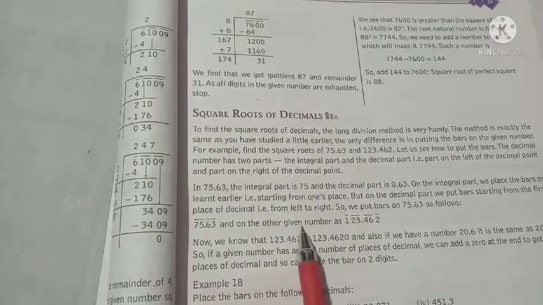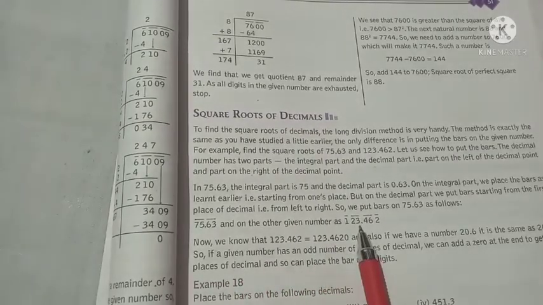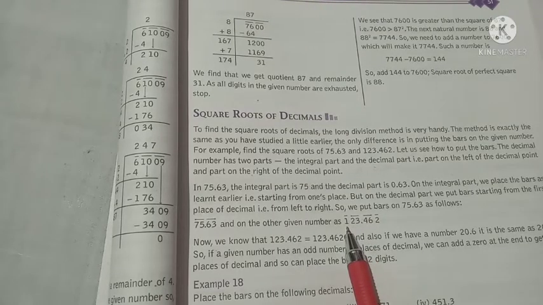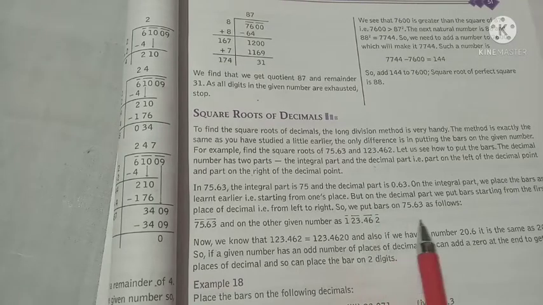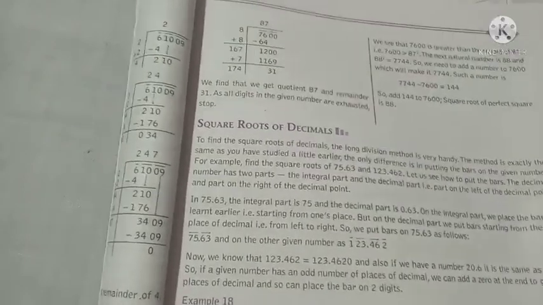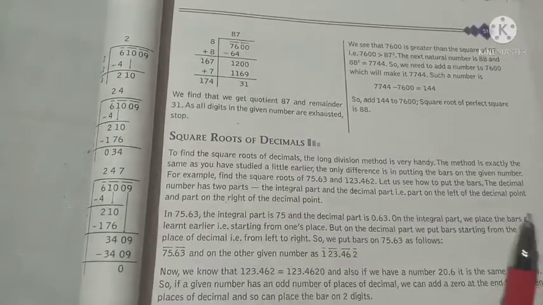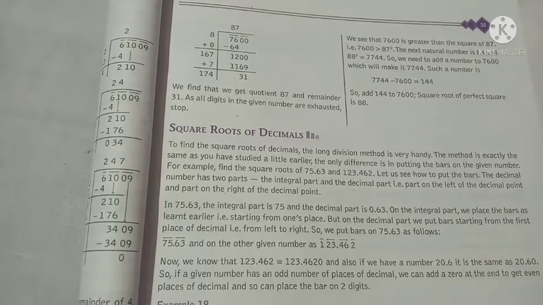On the other hand, the given number is 123.462. The integral part is the same, from right to left: that is 23, and the last one is 1. But in the decimal part, we put the bar from the left side to the right side: that is 46 and the 2. That is the only difference when finding the square root of a decimal.